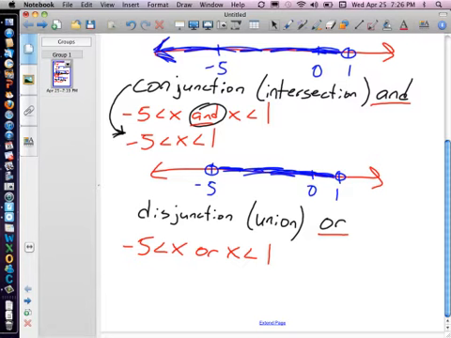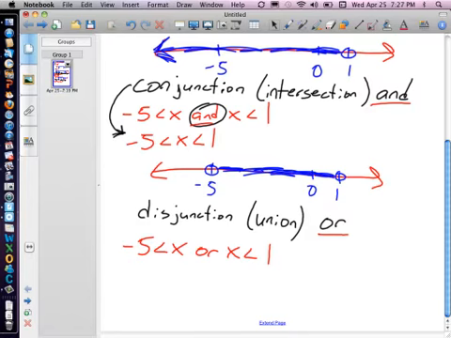Notice in the AND statement, if I pick a value for x like -3, it is true for both statements. It is less than 1. It is also greater than -5. It fits both. Whereas still in the AND statement, if I chose a number like +5, it would be greater than -5, but it would not be less than 1. So it would not be in the answer, in the solution set.